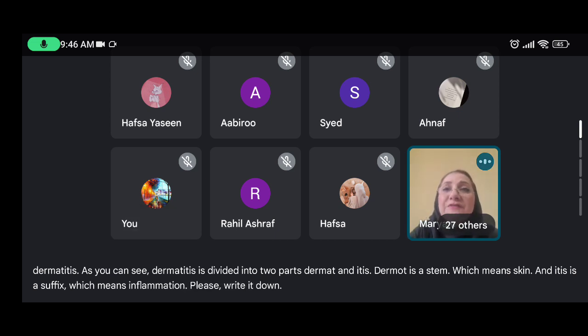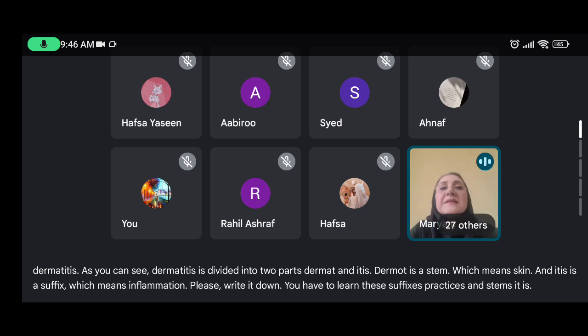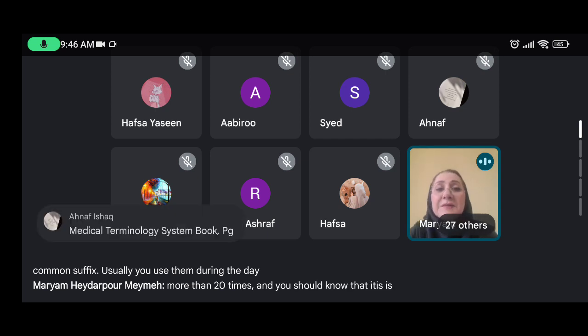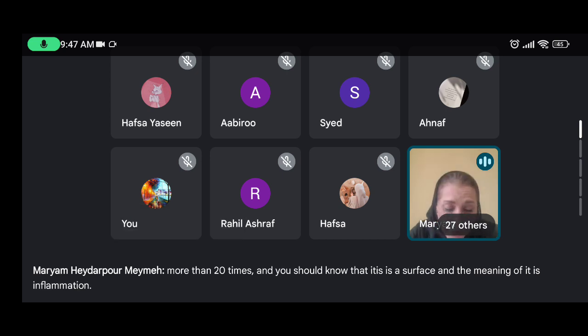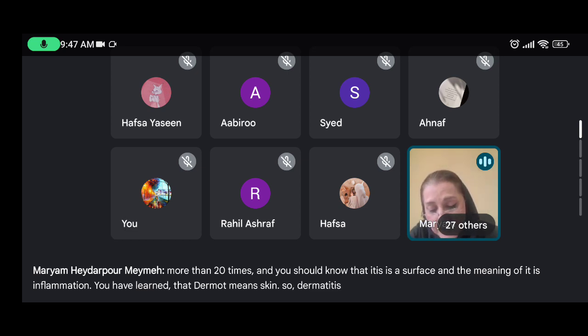Please write it down. You have to learn these suffixes, prefixes, and stems. Itis is a very common suffix. Usually you use them during the day more than 20 times, and you should know that itis is a suffix and the meaning of it is inflammation. You have learned that dermat means skin, so dermatitis means inflammation of the skin.